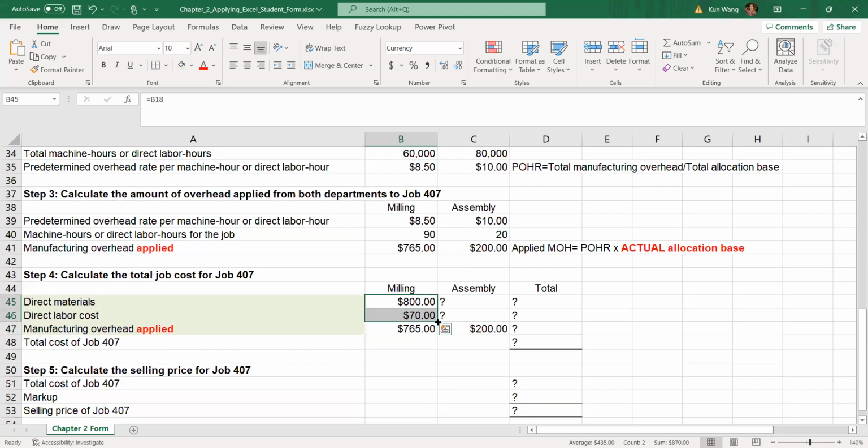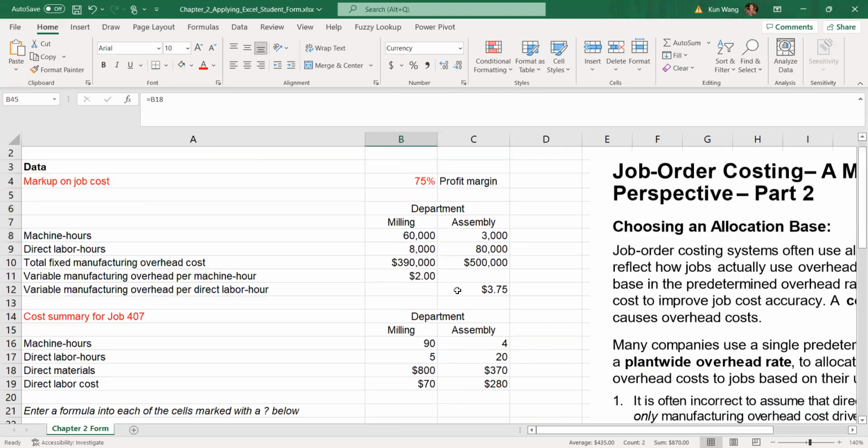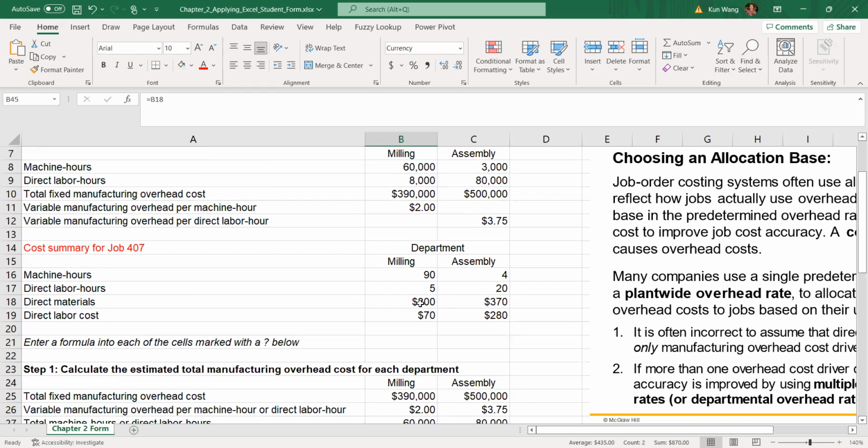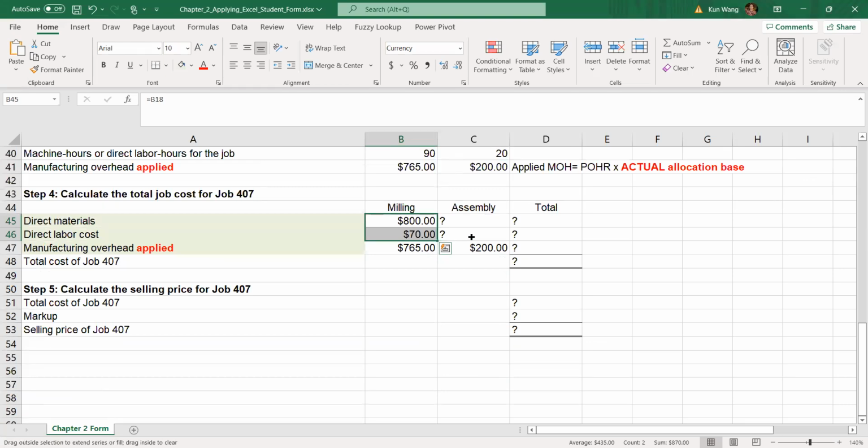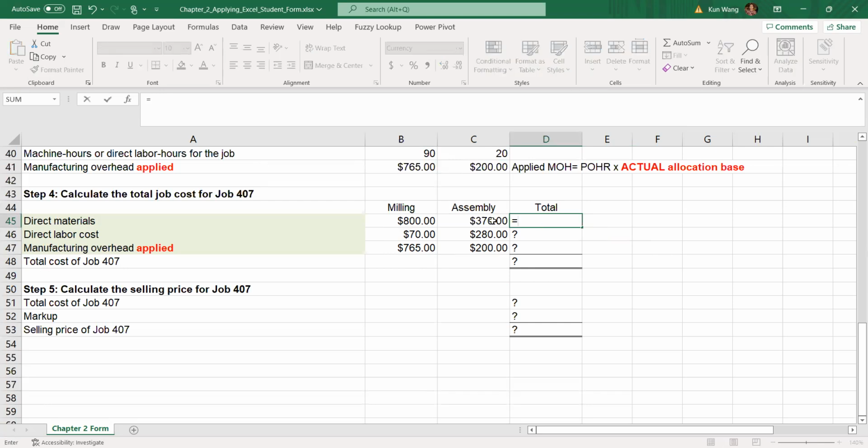And the same thing, I think I can use it for the assembly department, as long as the lines are aligned. So I can drag to the assembly. Right, so for each department, their cost report is done for the job. But for the entire job, I need to put the two departments' information together. So as a total, this total will be B45 plus C45. Okay, the two departments together.